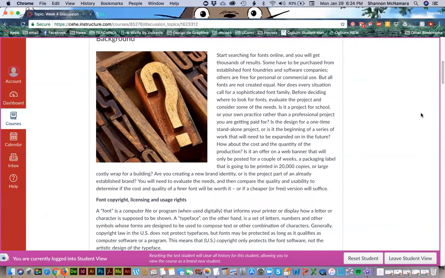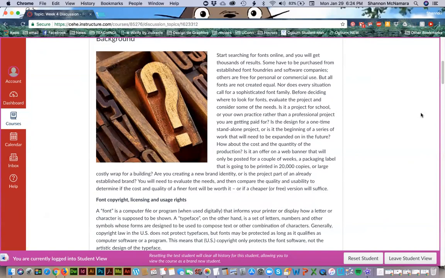Are you creating a new brand identity? That would be a logo. Or is the project part of an already established brand? You will need to evaluate the needs and then compare the quality and usability to determine if the cost and quality of a finer font will be worth it, or if a cheaper or free version will suffice. And you'll probably run into a lot of situations where the cheaper or the free version will definitely suffice.